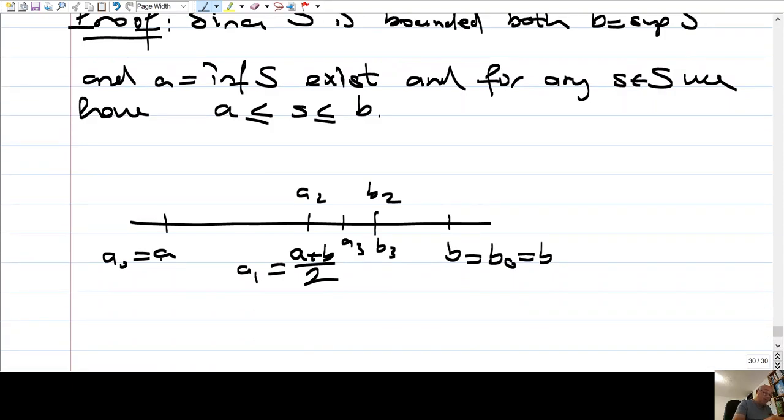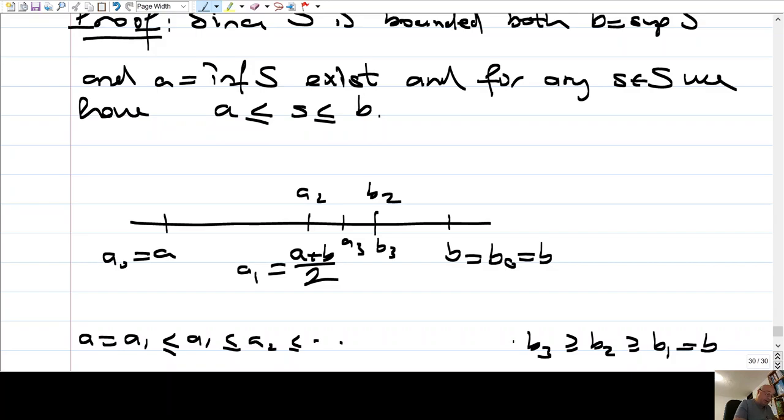And you see, by construction, we will have something like this. a0, which was a, is less than or equal to a1, which is less than or equal to a2, and it will continue like this. And on the other hand, b0, b1, b2 is less than or equal to b1, b3 is less than or equal to b2, and it will continue like this, okay?